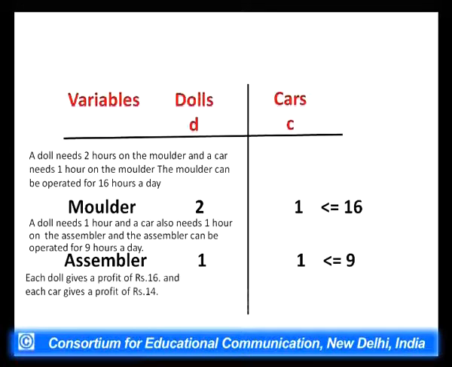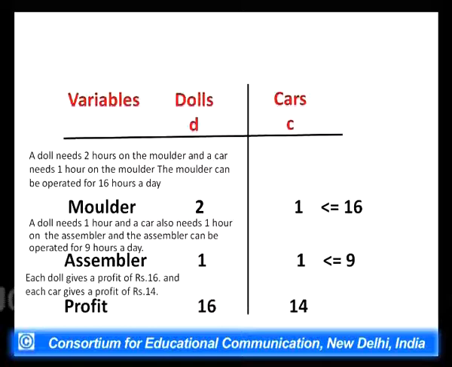Now for the profit portion, each doll gives a profit of rupees 16 and each car gives a profit of rupees 14. How to record it? Just look at the screen. Profit portion: 16 and 14. 16 is for doll and 14 is for car. So this is the way to write the statements of the problem, and the initial table is to be made like this.